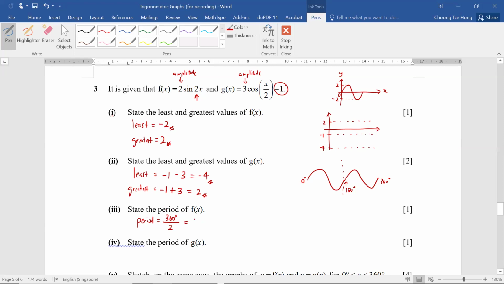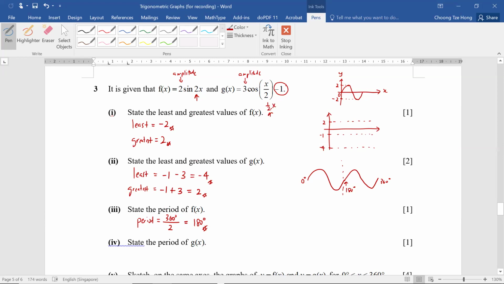You just divide by 2, you will get the period. So the period will be 180. Then how about gx? Although you see a 2 here, it's x over 2, so actually it's a half x. So the number in front will be half x.